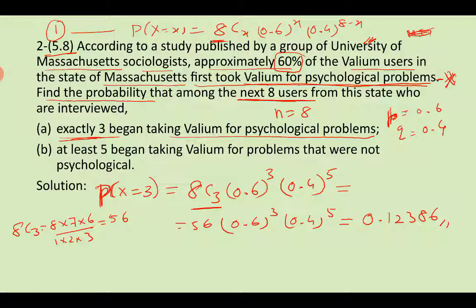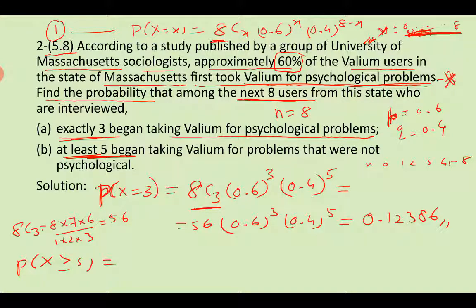Let's go for the second case. Second case, probability of at least 5. At least 5, and the maximum is 8. So small x varies from 0 up to 8. There are 9 possible values for x, isn't it? But here x at least 5 means capital X should be greater than or equal to 5. You can add from 5 to 6. See, there will be x values 0, 1, 2, 3, 4 up to 8.